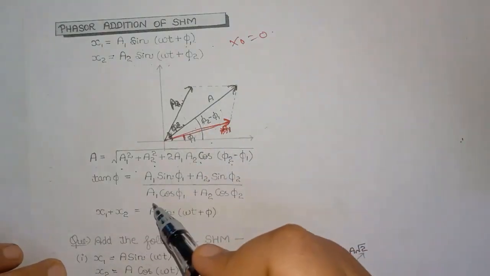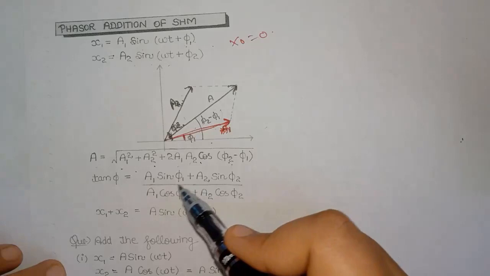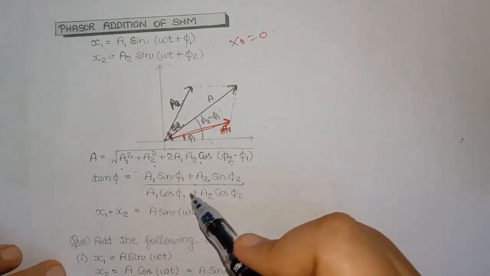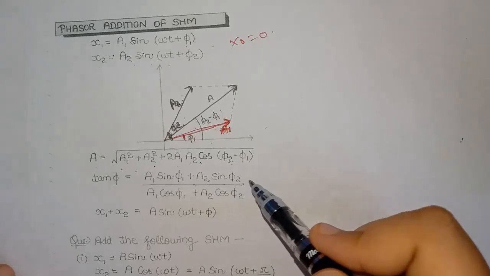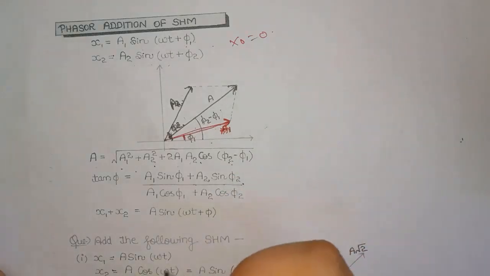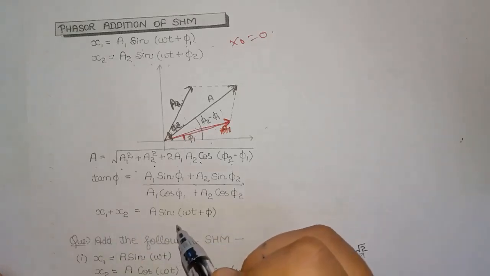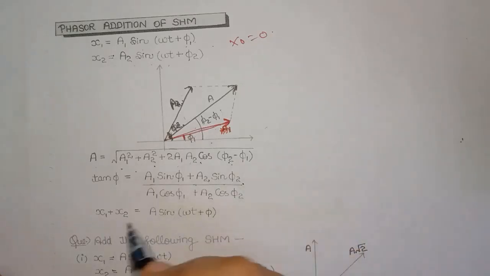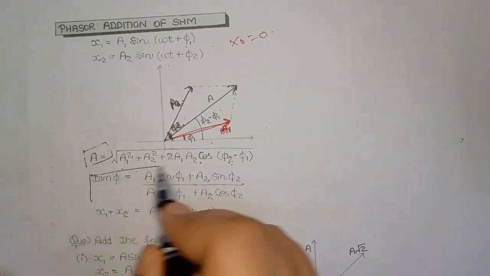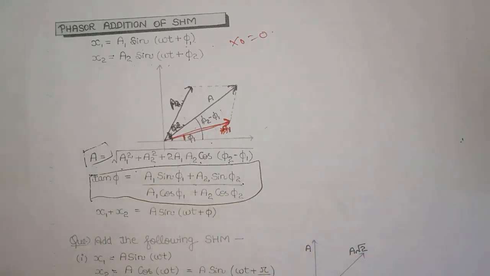That angle is given by tan φ equals (A1 sin φ1 + A2 sin φ2) divided by (A1 cos φ1 + A2 cos φ2). So in this way, we can write the resultant SHM whose amplitude will be this and whose angle can be written by this formula. Let us see some examples based on the phasor addition of SHM.